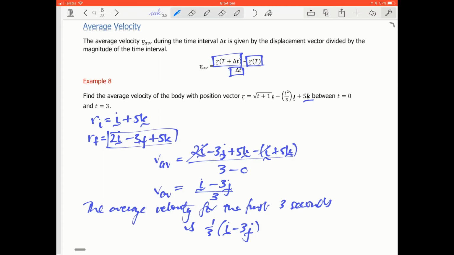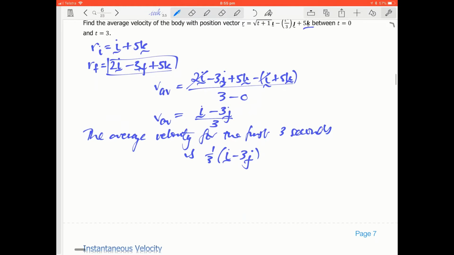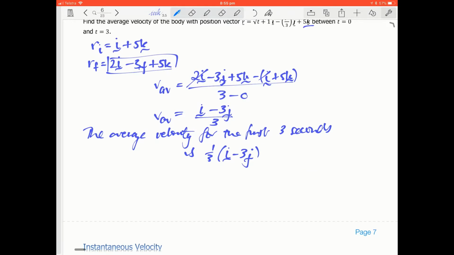It doesn't say what it is, but generally it'll be meters per second. So in this case here, we can't really give anything. But remember, it is a vector. If it was speed, it wouldn't have direction, but this has direction because it's a vector.